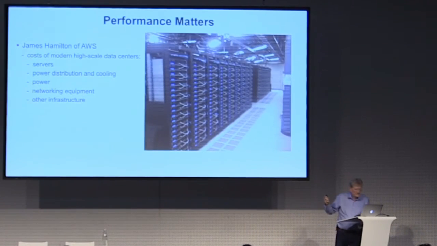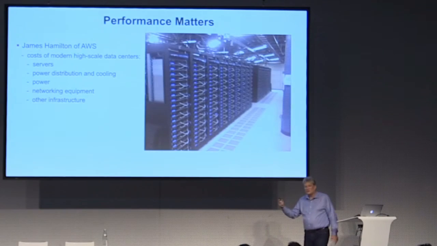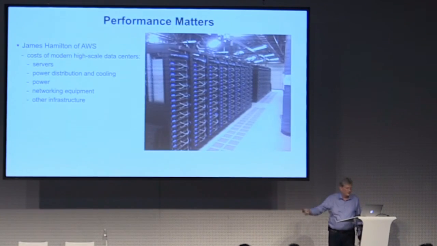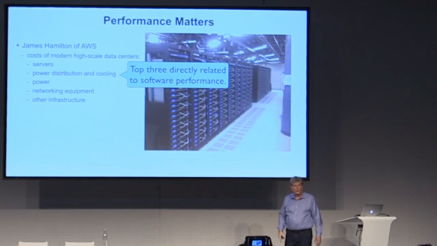But he said, these are the costs. And this is in decreasing cost. The top cost is the hardware, is the servers, right? And then power distribution and cooling. In fact, power distribution and cooling is more expensive than the actual power. It's costing us more to cool the machine than it is to power the machine. And of course, the networking equipment and other infrastructure. The interesting thing here is that the top 3 costs are directly related to software performance.